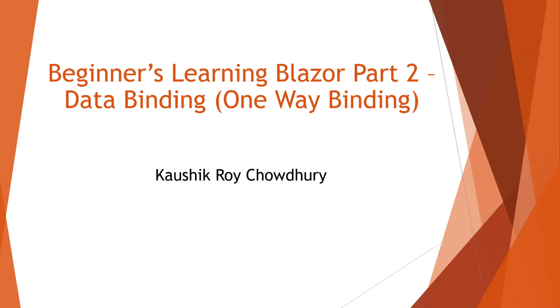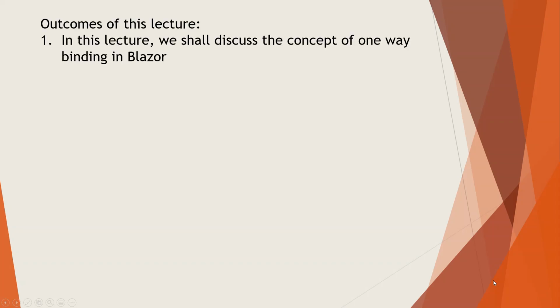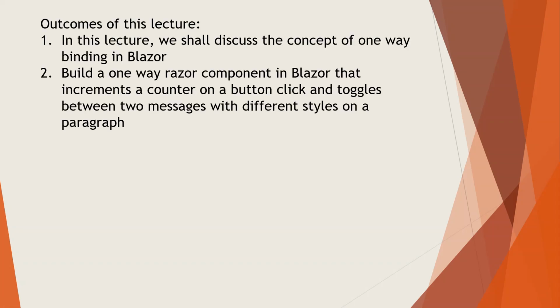Continuing on our beginners learning Blazor, I'll be doing part 2 today, and I will take up data binding, and we'll start with what is one-way binding. The outcome is that in this lecture we shall discuss the concept of one-way binding in Blazor and build a one-way Razor component in Blazor that increments a counter on a button click and toggles between two messages with different styles on a paragraph.